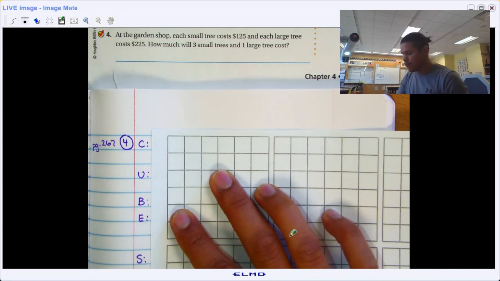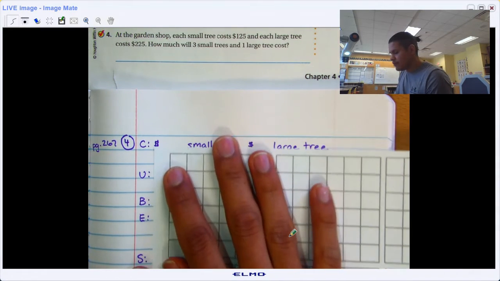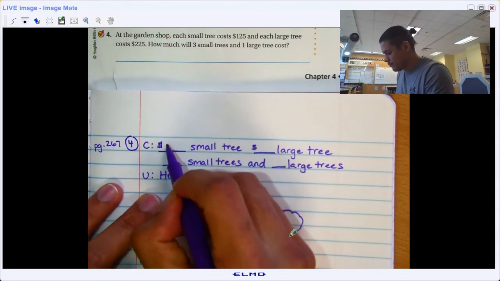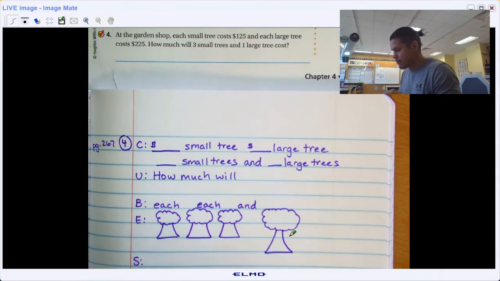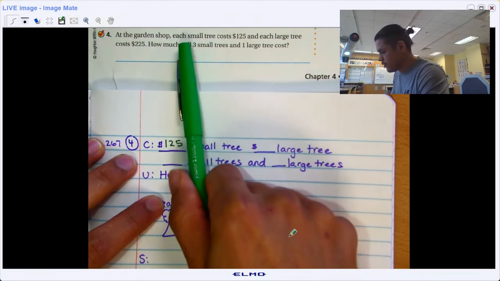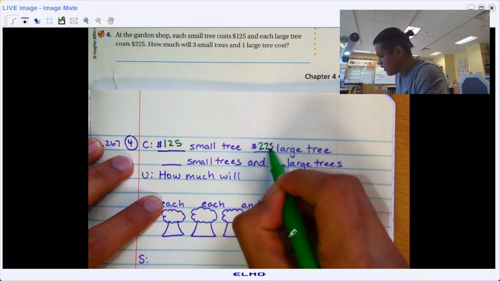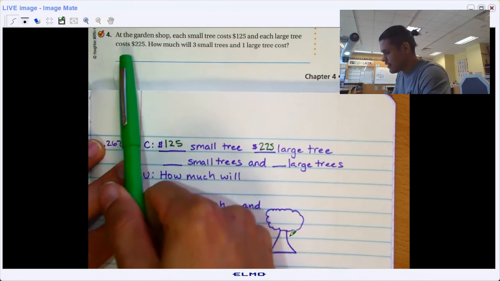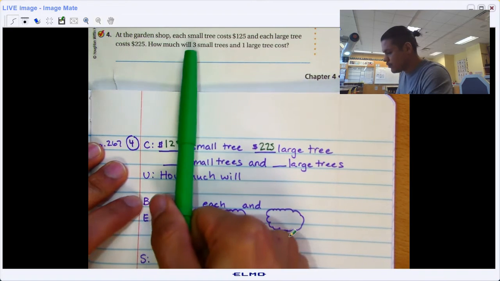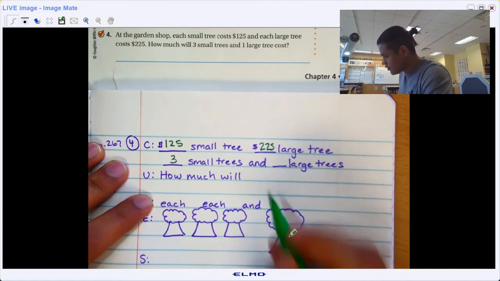All right, thank you for pausing the video. So let's go ahead and take this step by step. The numbers that I would circle are $125, because the question says each small tree costs $125, and $225 for each large tree, because it says each large tree costs $225. I would also circle 3 small trees and 1 large tree.